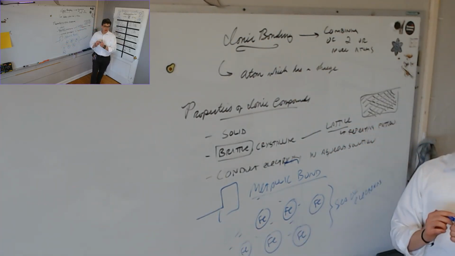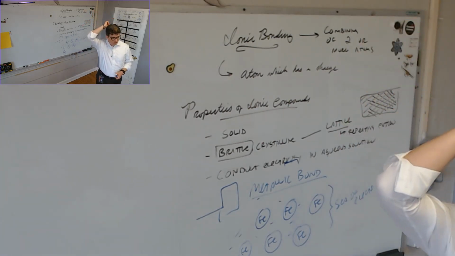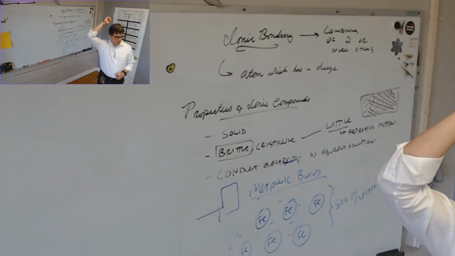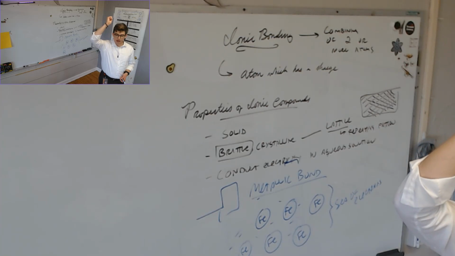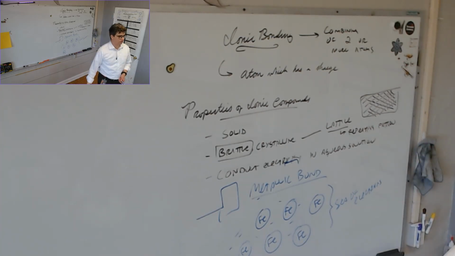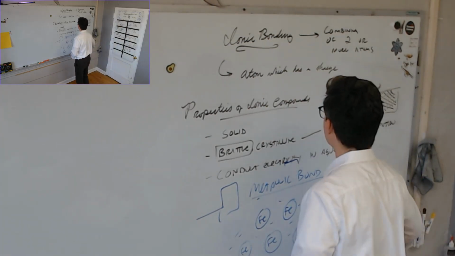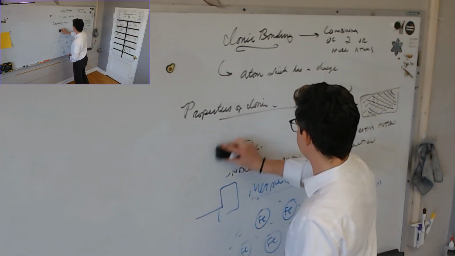So if you hit an ionic compound with a hammer, like salt, what happens? It breaks, it explodes. If you hit a metal with a hammer, like iron, it dents. It's malleable. That's one of the properties of metals. So let's go on from there to properties of metals.